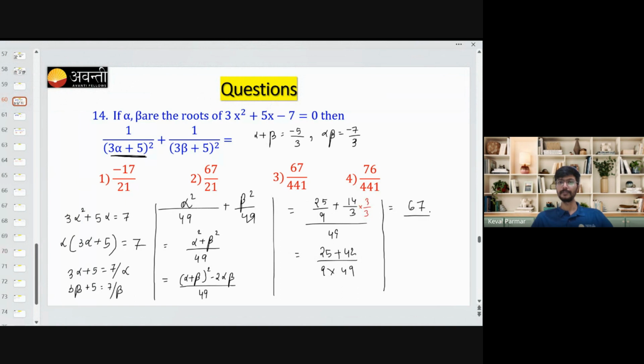Yeah. So this will be 67 upon 9 nines are 81. Okay, 441 is my answer. 67 upon 441, which is option number.